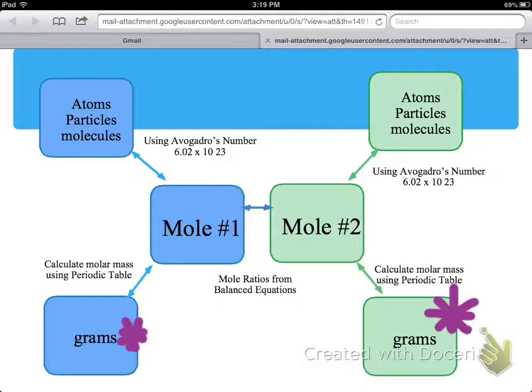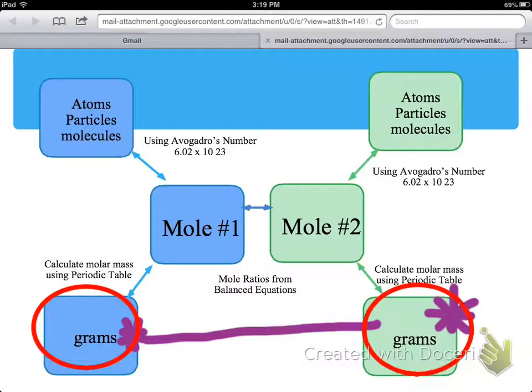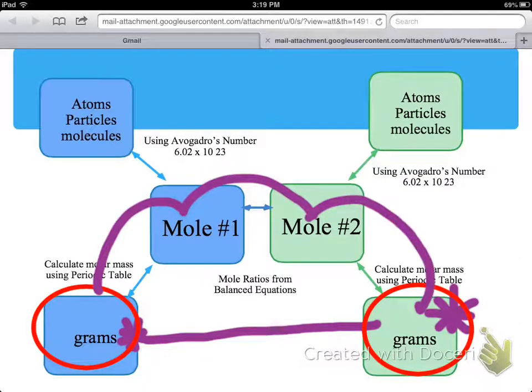So notice how I kind of color coded. The blue is one compound, the green is another compound. There is no direct connection between these two. So what I have to do, if here's my starting point, here's my ending point, we're going to start here. We're going to do this conversion. We just learned how to go mole to mole, and then we're going to do this conversion. So 1, 2, 3, 4 steps that we have to do to get there.